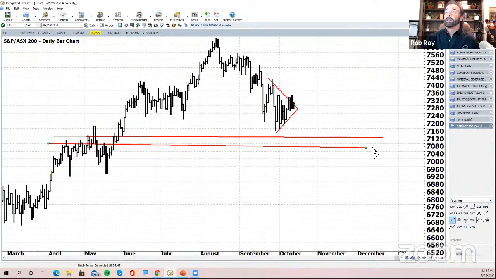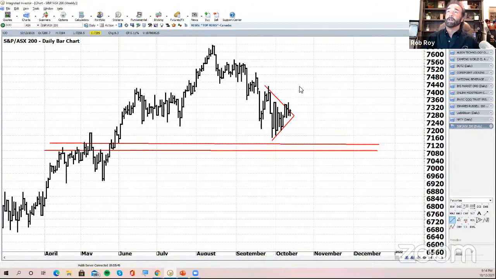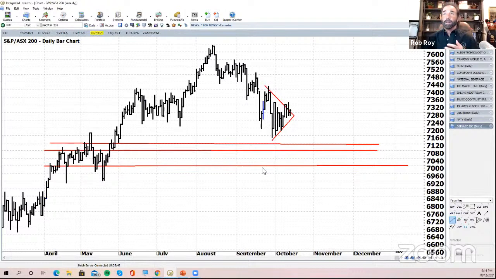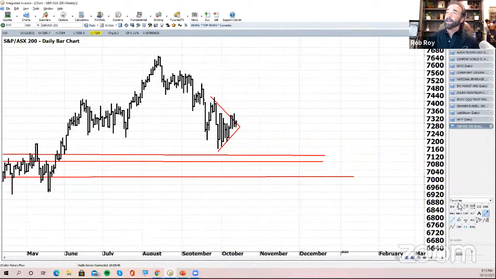I do like this lower line a little better because there's more touches of the line. The more times you touch the line, I think the stronger the support resistance level becomes. And so I think that that's the area that you want to look at, 70.80 to 71.20, somewhere in there. And then if we can't get through that, then we're going to come all the way down and start looking at the big round number around 7,000. So basically call it an awful lot of support on the XJO, the ASX 200 in Australia between 7,000 and 7,100. So if we're going to break to the downside out of this triangle, man, it's going to have a tough time.